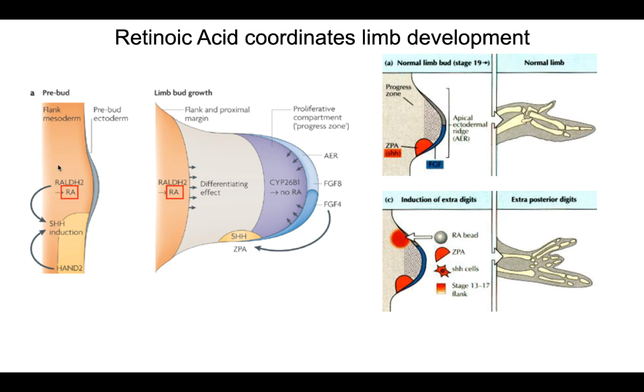So here's retinoic acid. This is the mesoderm. This is one tissue type. And over top of that is another layer of cells called the ectoderm. And when retinoic acid is secreted from the flank mesoderm, there is a group of cells that receive that signal that then start producing another molecule called sonic hedgehog. Sonic hedgehog then becomes something called the zone of polarizing activity. And between continued retinoic acid signaling and this zone of polarizing activity, we get the differentiation of cells that will then go on to become limb.